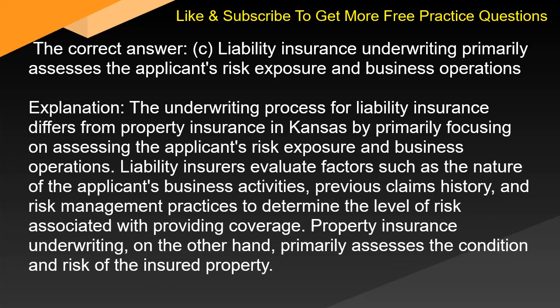The correct answer, C. Liability insurance underwriting primarily assesses the applicant's risk exposure and business operations. Explanation. The underwriting process for liability insurance differs from property insurance in Kansas by primarily focusing on assessing the applicant's risk exposure and business operations. Liability insurers evaluate factors such as the nature of the applicant's business activities, previous claims history, and risk management practices to determine the level of risk associated with providing coverage. Property insurance underwriting, on the other hand, primarily assesses the condition and risk of the insured property.